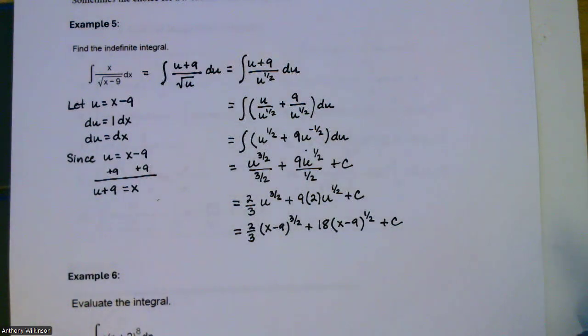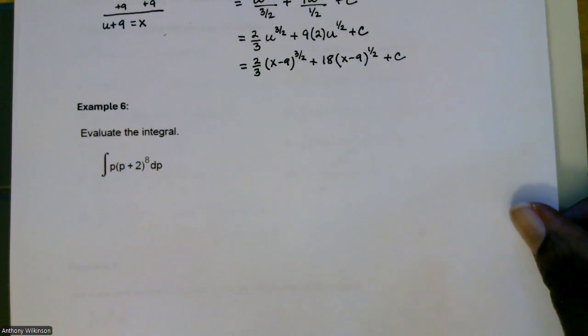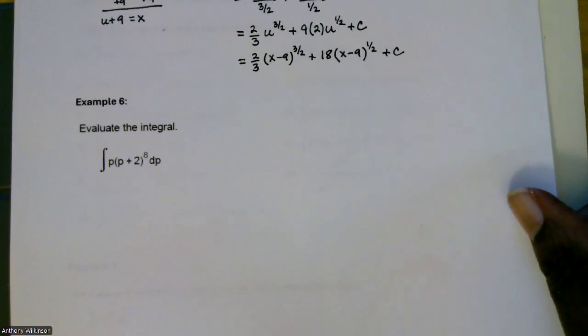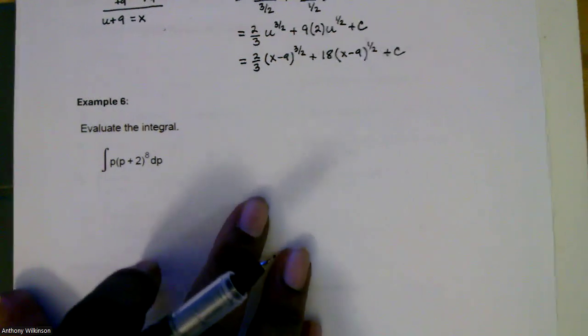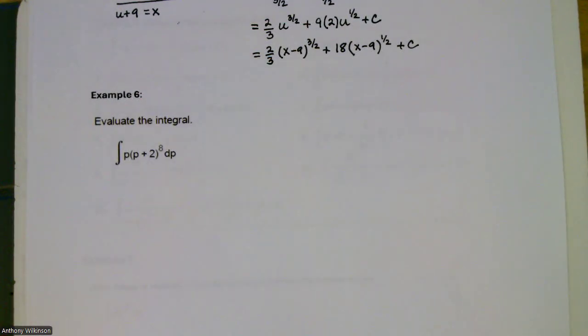Okay. And here's another example of an integral where the u substitution is not so obvious. And sometimes we have to use more than one substitution. Like this one, the integral of p times the quantity p plus 2 raised to the 8th dp.